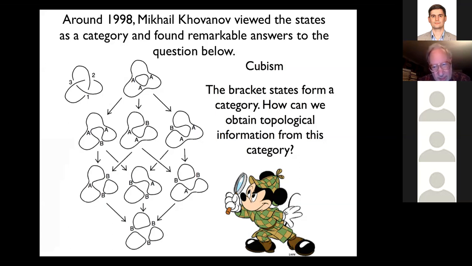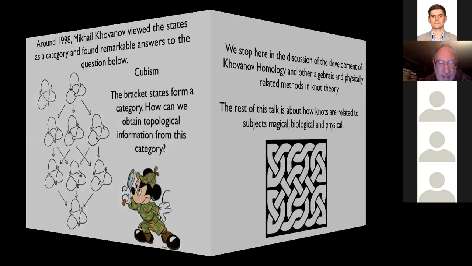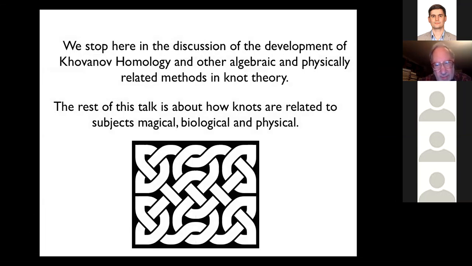How can you obtain topological information from a category? If you're thinking at that level of abstraction, you could think about, well, categories have cohomology theories associated with them. Perhaps you could do something with that, and he did. And this led to a whole raft of new invariants called link cohomologies. So that's a very quick talk about some of the developments in knot theory.